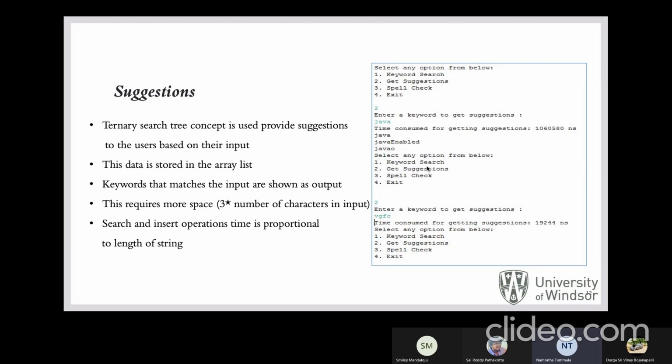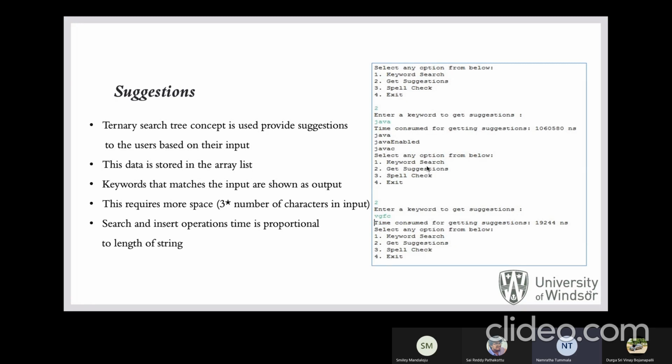Whenever you give a keyword, as you can see in the attached screenshot, we have given the keyword Java. If the keyword Java gets matched with the input files we have presented in our text, then it will give you the related words. And if the keyword is not matched with any text in our files, then it will just give you the time consumed for getting the suggestions, which will be in nanoseconds.